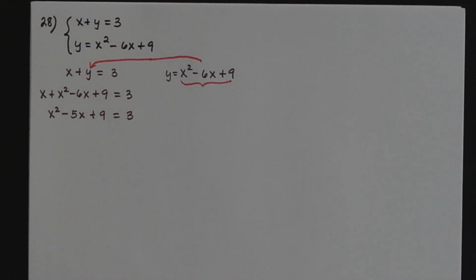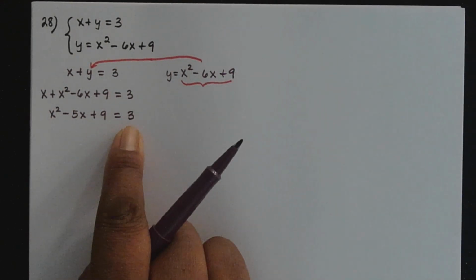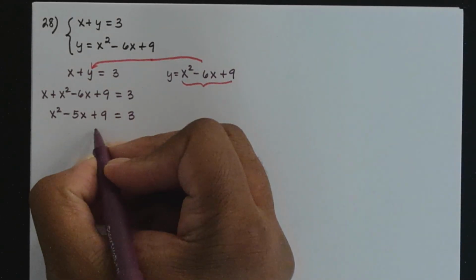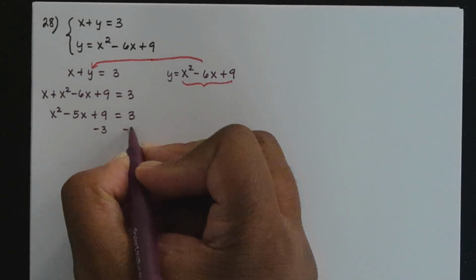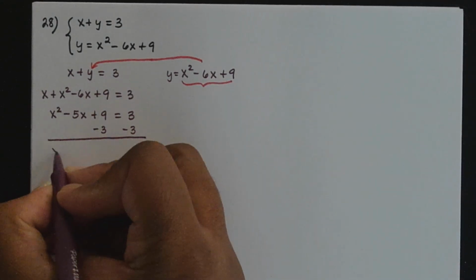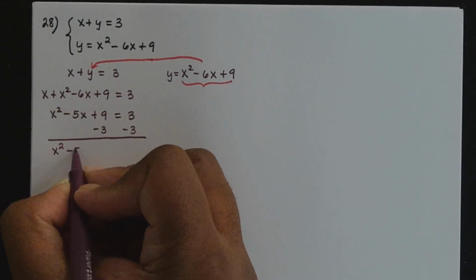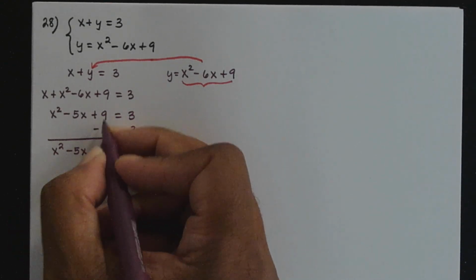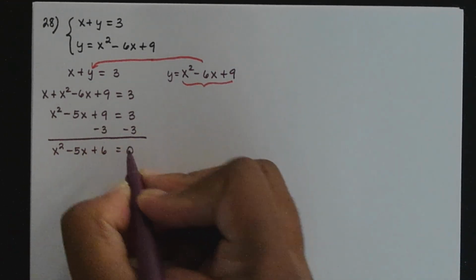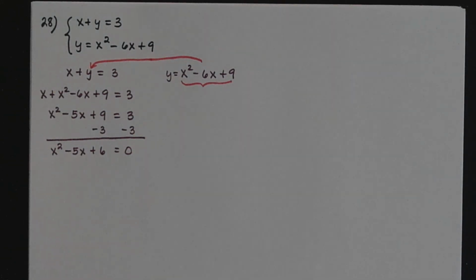Now I have a quadratic equation, which means I need to get a 0 on one side of this equation. That means I need to move the 3 over to where x squared minus 5x plus 9 is. I'm going to do that by subtracting 3 on both sides. So here I get x squared minus 5x, 9 minus 3 will be 6, so it'll be plus 6, equal to 0.